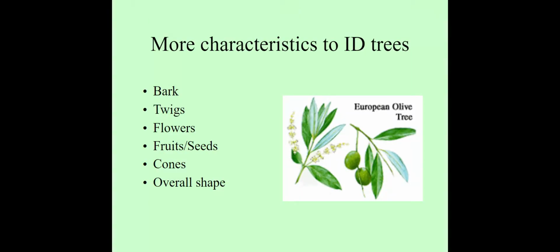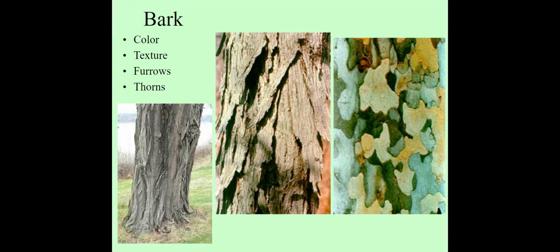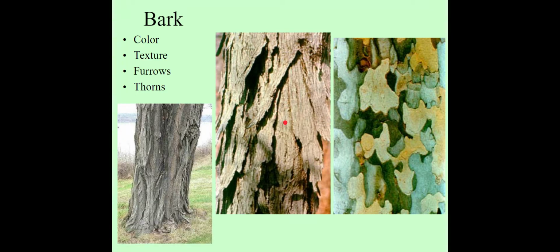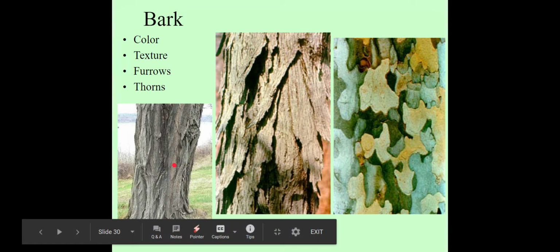All right. So you can also ID a tree. Some have characteristic barks, twigs, flowers, fruits or seeds, cones, the overall shape of it. Okay. The American sycamore is the one on the right. Very characteristic bark. Here, this one looks like a shagbark hickory. Sugar maples tend to have bark that looks like that. And this is some sort of a black locust or a honey locust. They have thick, ropey bark, and one of those has thorns on it as well.